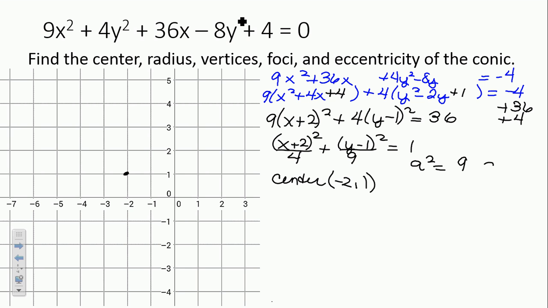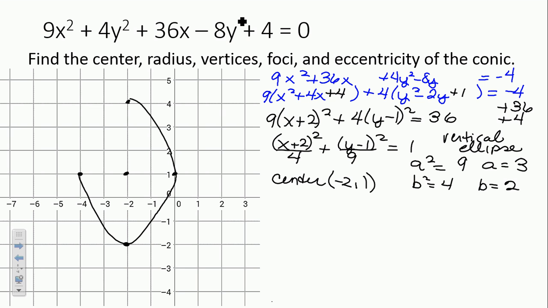So if a squared is 9, a is 3, that means it's a vertical ellipse. And if b squared is 4, then b is 2. So from our center, we're moving 3 up, 3 down, and 2 right, 2 left. And again, I don't draw very good ellipses. So our vertices are -2, 4, and -2, -2. Our center was -2, 1.